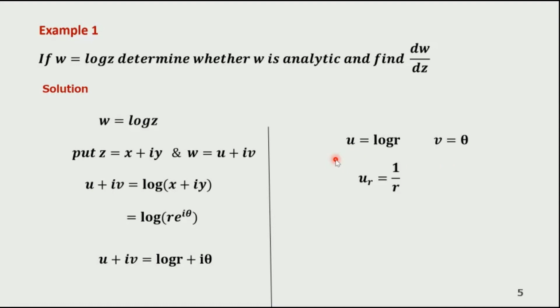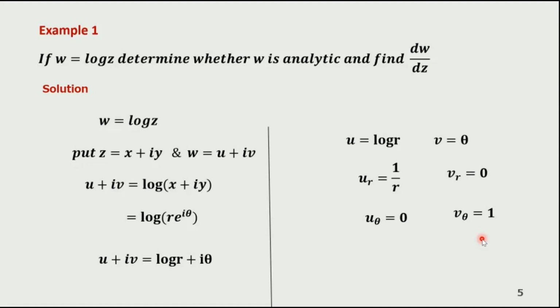So what will u r be? u r will become 1 by r. u theta is equal to 0. Here v r is equal to 0 and v theta is equal to 1. We are differentiating u partially with respect to r. That is 1 by r. Differentiating u partially with respect to theta, as theta term is not there, u theta is 0. Similarly, since v is theta, differentiating v partially with respect to r, as there is no r term, v r will become 0. And then differentiating v with respect to theta, we will get v theta is equal to 1. So the differentiation part becomes much simpler here.